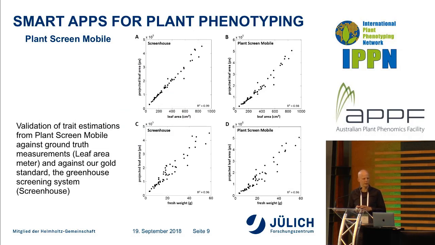I think it's already my last slide. Here we tested our approach against one of our established systems, which is called Screenhouse. So this is one of our greenhouse systems. Here we use support vector machine classification for distinguishing between foreground and background. What you see on the diagrams on the left side are the results from the greenhouse, and we plotted the leaf area which we measured with a leaf area meter, so from destructive measurements, against the leaf area which we estimated with our app.